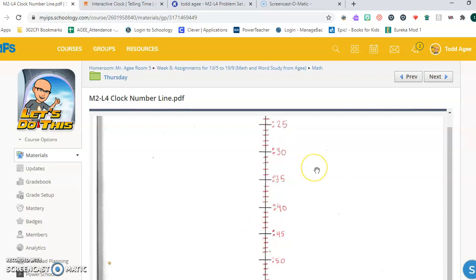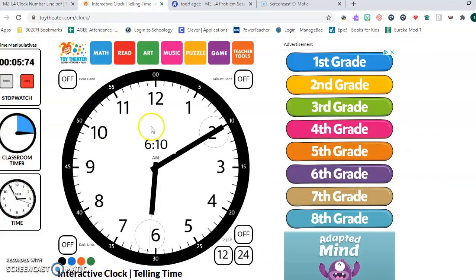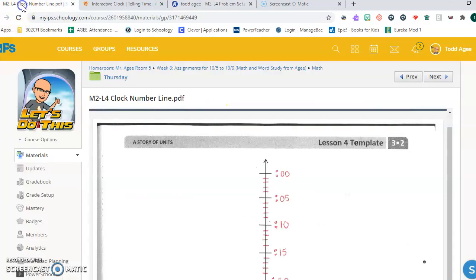So we will refer to this tool as we go, and I'll try to remember to also show you how to use this tool as we go through these problems. So we're going to do as many of these as we can, and there's kind of a tricky thing on the problem set. It doesn't ask you to record your start time. In the homework, it does ask you to record your start time.